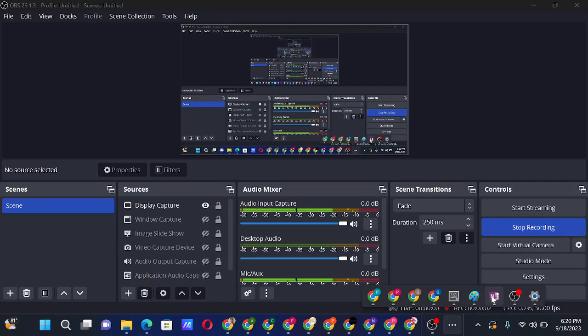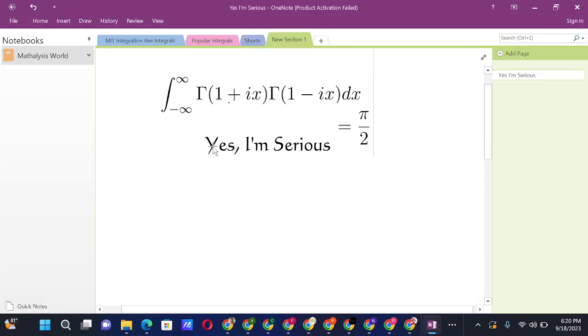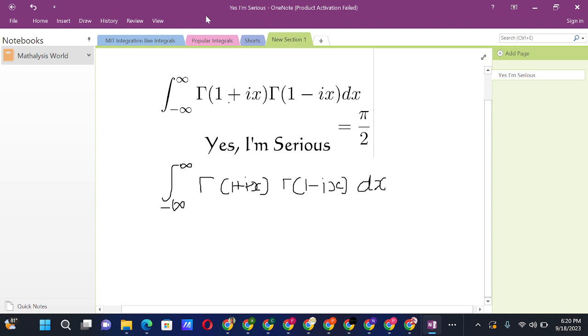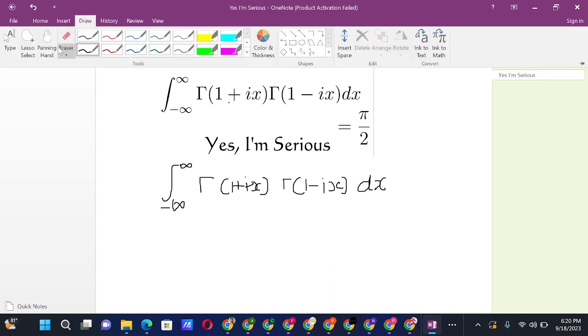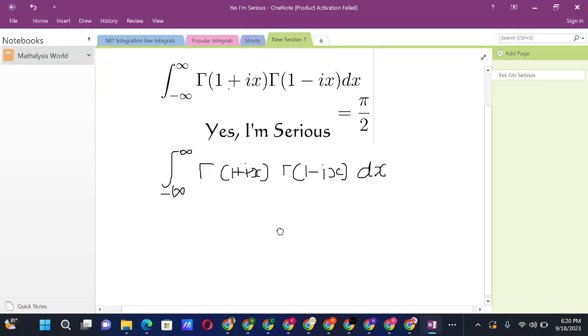Yes, I'm serious today. So for this integral, the integral from minus infinity to infinity of gamma of 1 plus ix, gamma, sorry, gamma of 1 minus ix dx. If any of you do not know what the gamma function is, gamma is a complex number expansion of the factorial function.